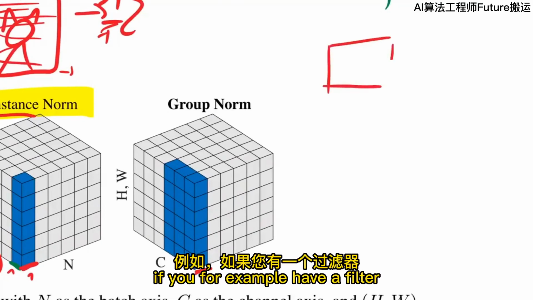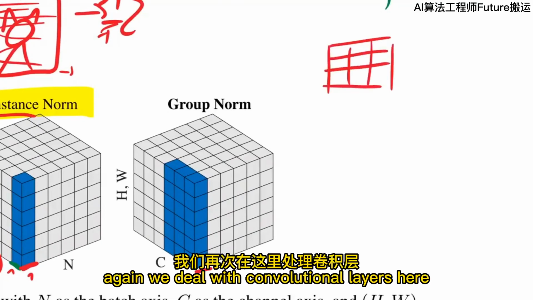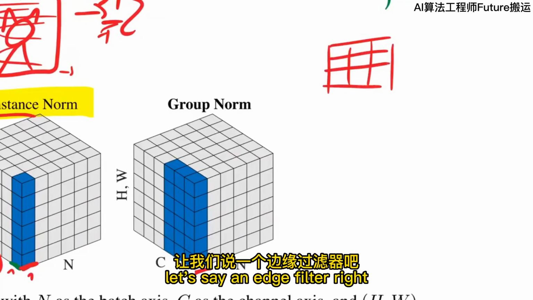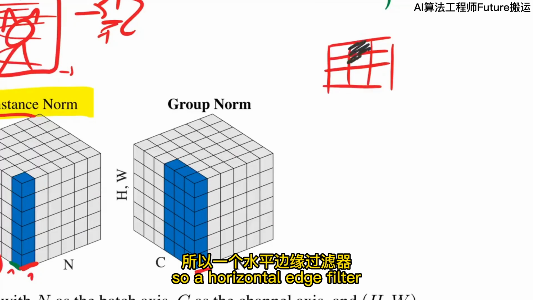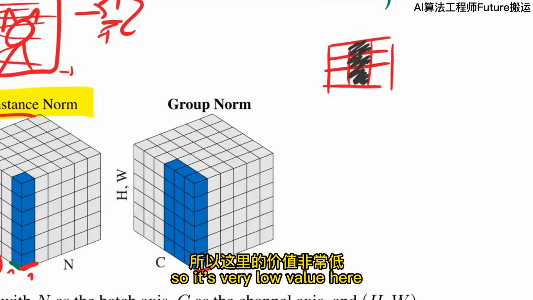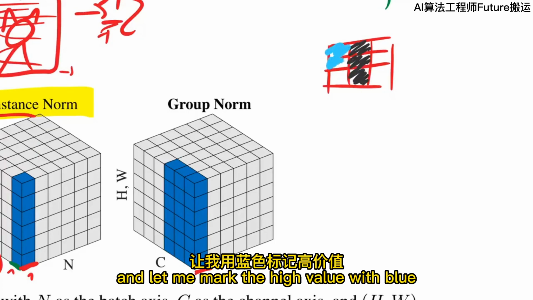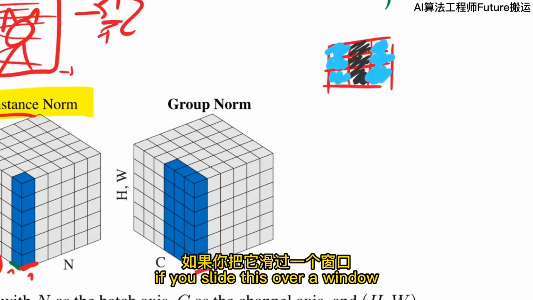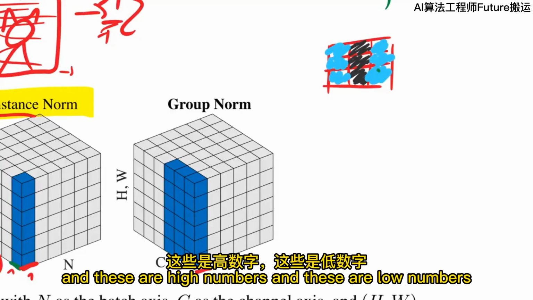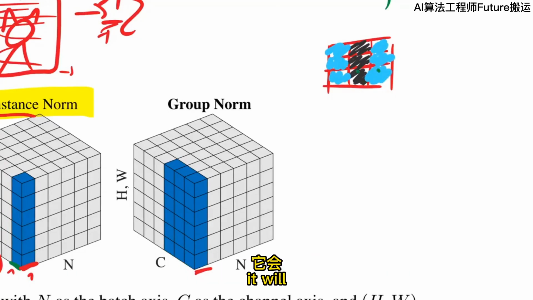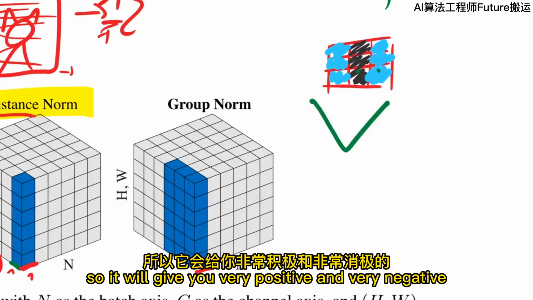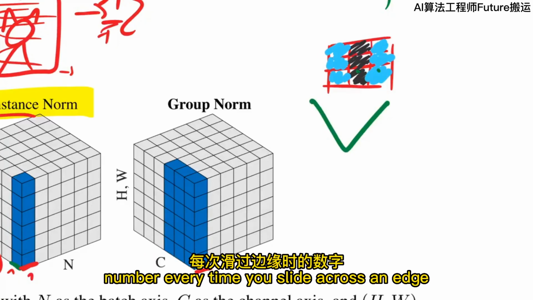If you, for example, have a filter, again, we deal with convolutional layers here, and that filter is, let's say, an edge filter, right? So a horizontal edge filter. So it's very low value here, and let me mark the high value with blue. So this is a horizontal edge filter. If you slide this over a window, and these are high numbers and these are low numbers, it will respond to edges because edges have high, low, high, right? Or vice versa. So it will give you very positive and very negative numbers every time you slide across an edge.